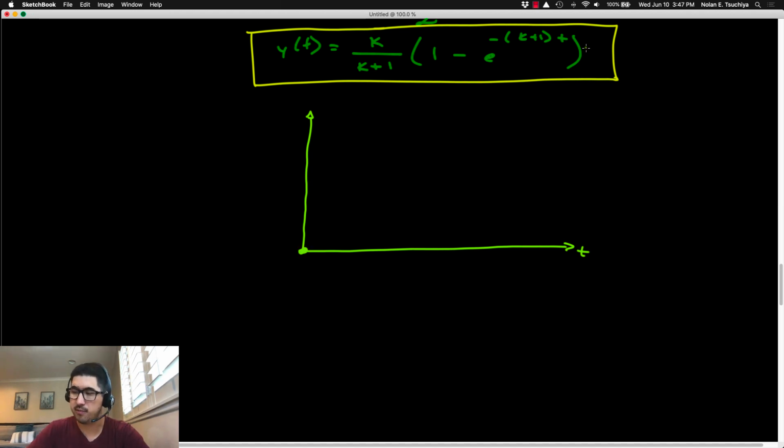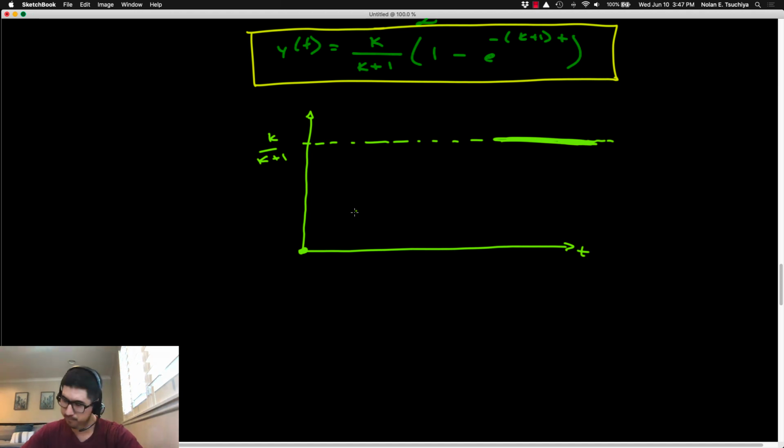As t approaches infinity, e to the minus infinity t, e to the minus infinity, that approaches 0. And so I'm left with just k over k plus 1. So as t approaches infinity, I'm approaching this value, right? But in the meantime, between 0 and infinity, I'm basically just taking this constant value, k over k plus 1, and I'm subtracting off that decaying exponential.